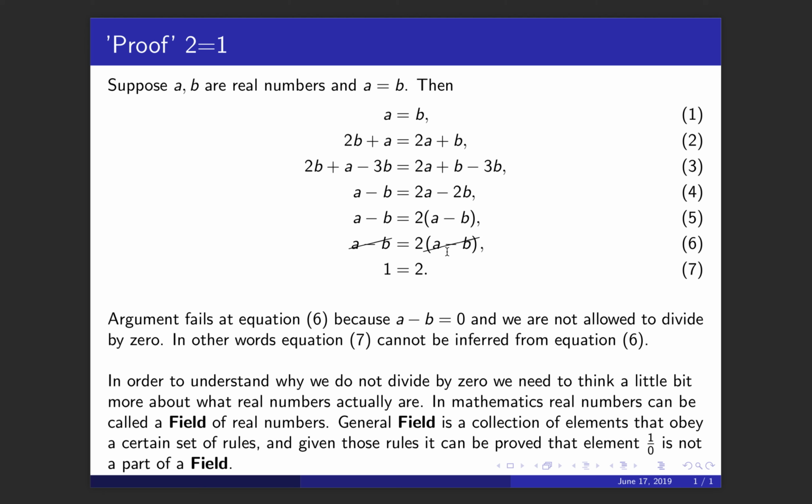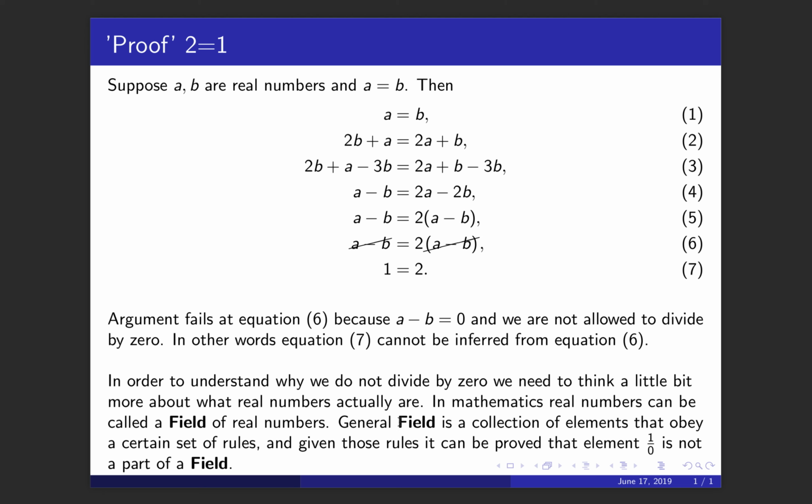Real numbers, rigorously speaking, in mathematics are called a field of real numbers. Now, a field is an abstract concept. It is essentially a set or a collection of elements, and there is a set of rules that these elements need to satisfy or obey. And what exactly are those rules? They're not complicated, but let's not mention them for now. We don't really need them.